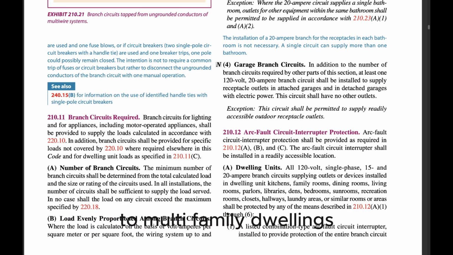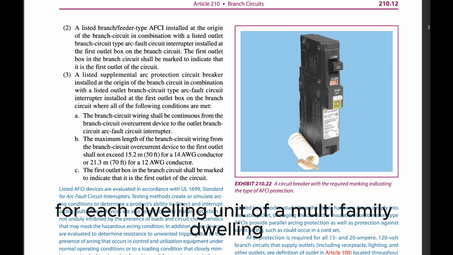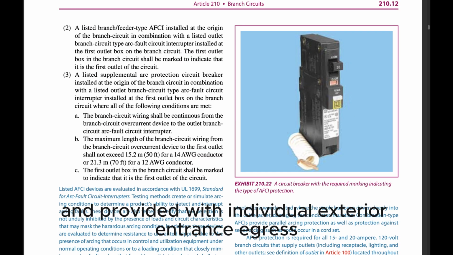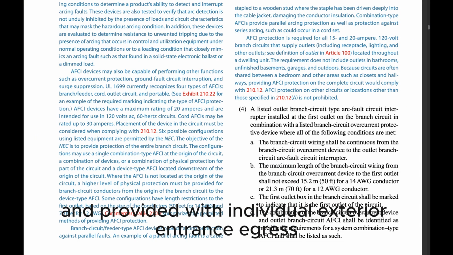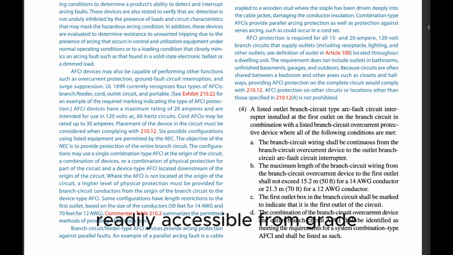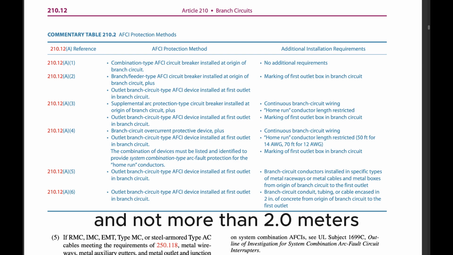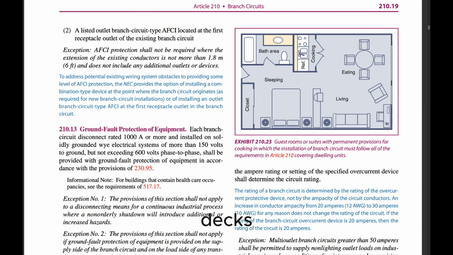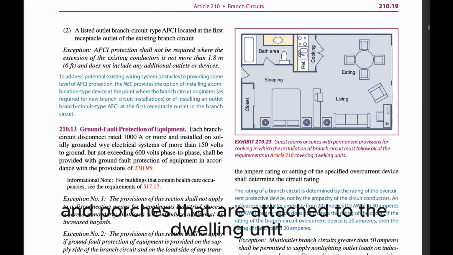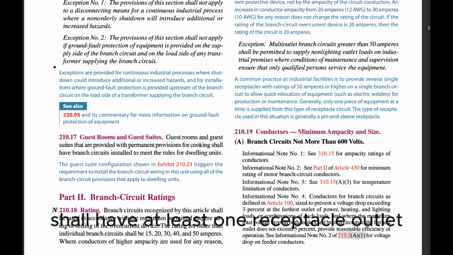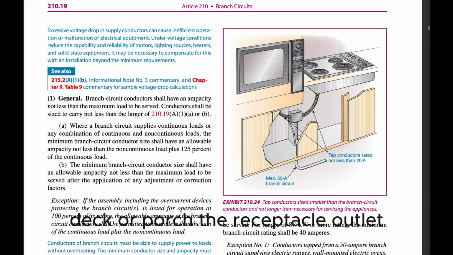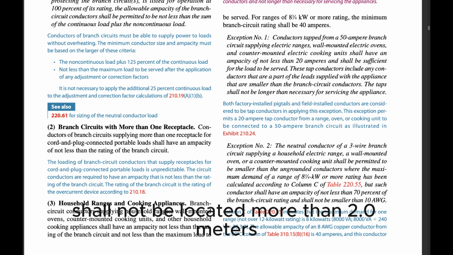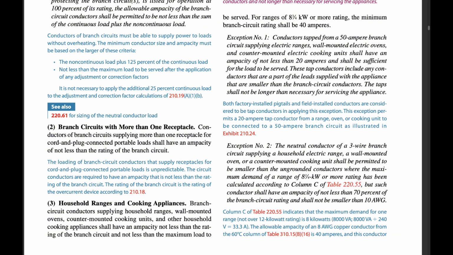(2) Multifamily dwellings. For each dwelling unit of a multifamily dwelling where the dwelling unit is located at grade level and provided with individual exterior entrance/egress, at least one receptacle outlet readily accessible from grade and not more than 2.0 meters (6½ feet) above grade level shall be installed. (3) Balconies, decks, and porches. Balconies, decks, and porches that are attached to the dwelling unit and are accessible from inside the dwelling unit shall have at least one receptacle outlet accessible from the balcony, deck, or porch. The receptacle outlet shall not be located more than 2.0 meters (6½ feet) above the balcony, deck, or porch walking surface.